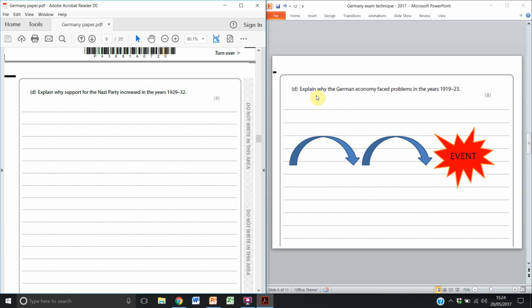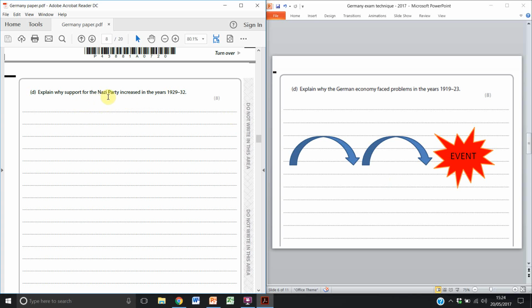Another example could be explain why Hitler and the Nazi Party launched the Munich Putsch in 1923. I've seen that question before, and I've seen students fall into the trap of just starting to describe what happened in the Munich Putsch. That's not what it's asking. It's asking you, why did the Nazis launch the Putsch? Okay, so here's the event, and this question is asking you to say what led to the event happening.